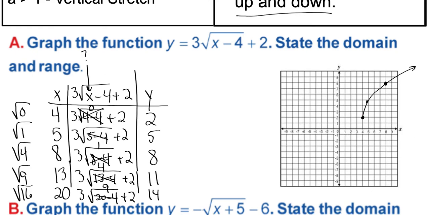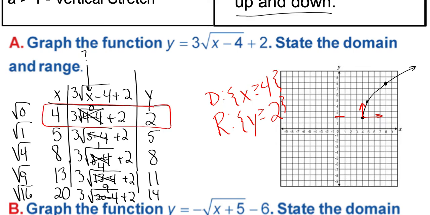Okay? Then let's state domain and range. So we're going right from here and up from here. So domain, x is greater than or equal to 4. Range, y is greater than or equal to, what y value does that line up with? Right here and going up, so y is greater than or equal to 2, which lines up with your first point. Okay?